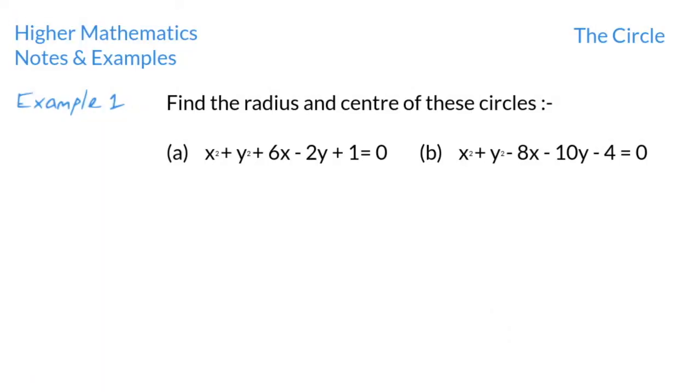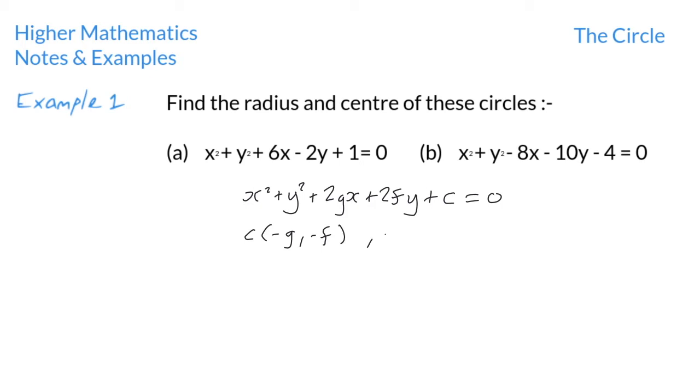In our first example, we'll look at how to find the radius and the center of some circles. We're going to use, of course, this general equation form. So if we just remind ourselves that in general, that would be x squared plus y squared plus 2g multiplied by x plus 2f multiplied by y plus c equals 0. So both these equations are in that form. And when they're in that form, the center would be negative g, negative f. And the radius, we need to use a formula to find. That would be the square root of g squared plus f squared minus c.